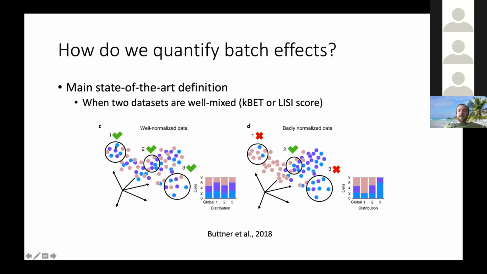For example, in the first picture, in each of the small neighborhoods the distribution of batch labels is similar in a statistical sense to the global distribution. Whereas in the picture on the right, we have some neighborhoods where some of the data sets are not represented. We see visually that there are still a lot of bad neighborhoods, and the data sets are not well mixed.